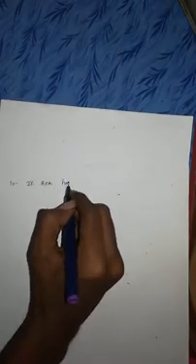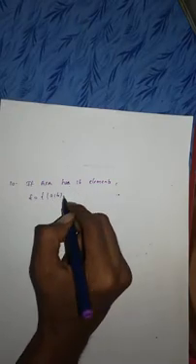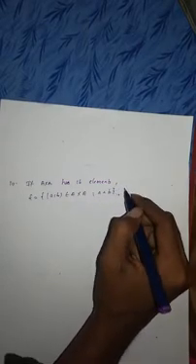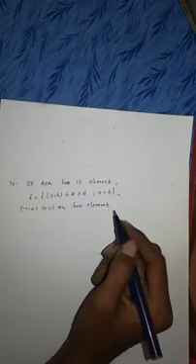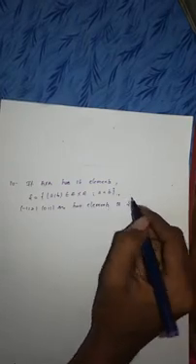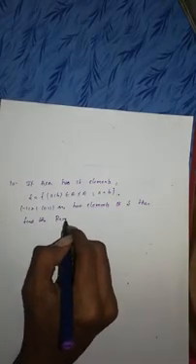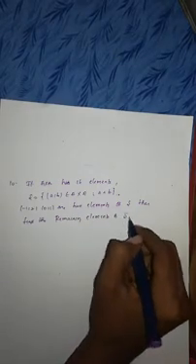If A cross A has 16 elements, and S is equal to the set of all a, b belongs to A cross A with a less than b, and minus 1, 2 and 0, 1 are 2 elements of S, then find the remaining elements of S.